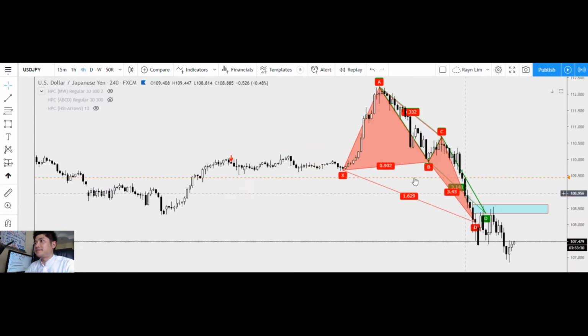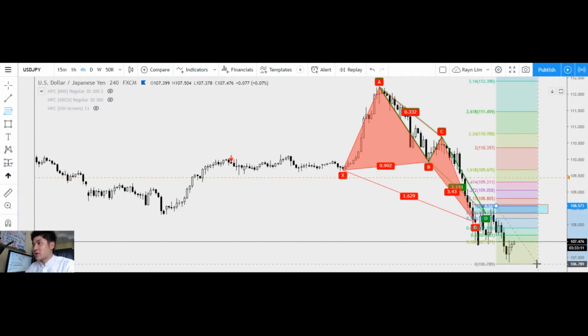Down to the 4-hour chart, this is the crab pattern that I'm in right now, and I'm still waiting for it to go towards the profit area. And just now I did share that there is movement. I'm totally not worried about it because this setup, yes, is a bearish setup, but it will complete at a much higher price.